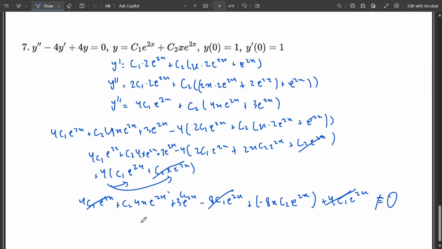So we have 8c2 x e to the 2x minus 8x c2 e to the 2x, and this is just negative. Yep, negative c2 x e to the 2x, which does not equal 0. So this is not a solution to this differential equation.